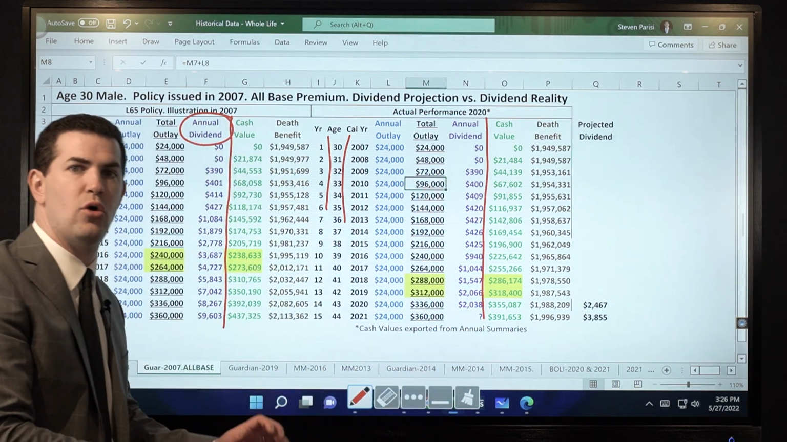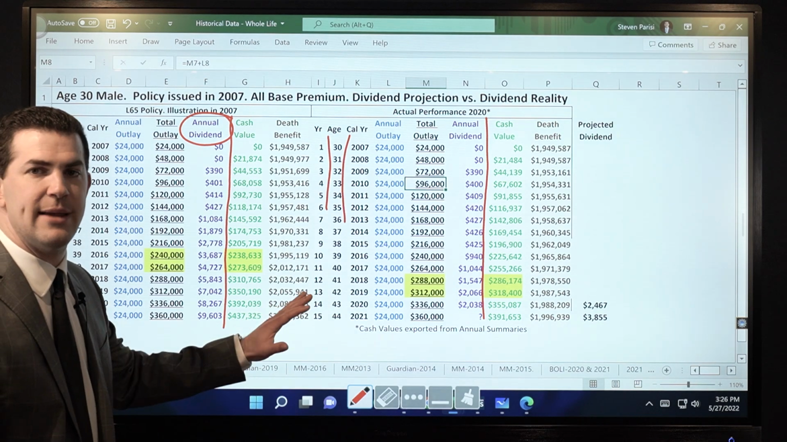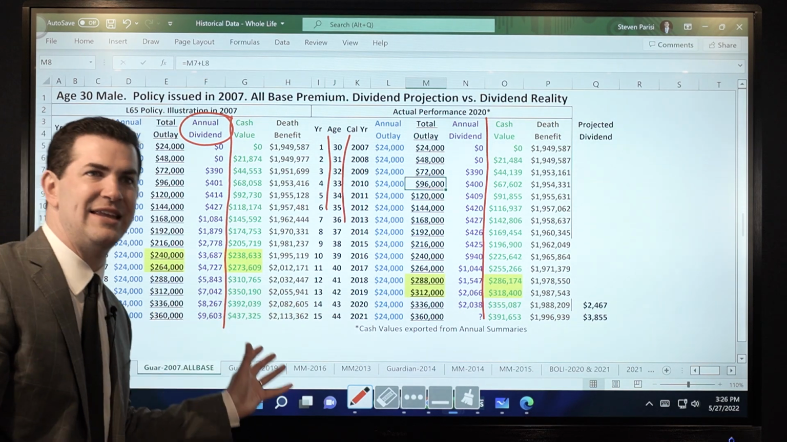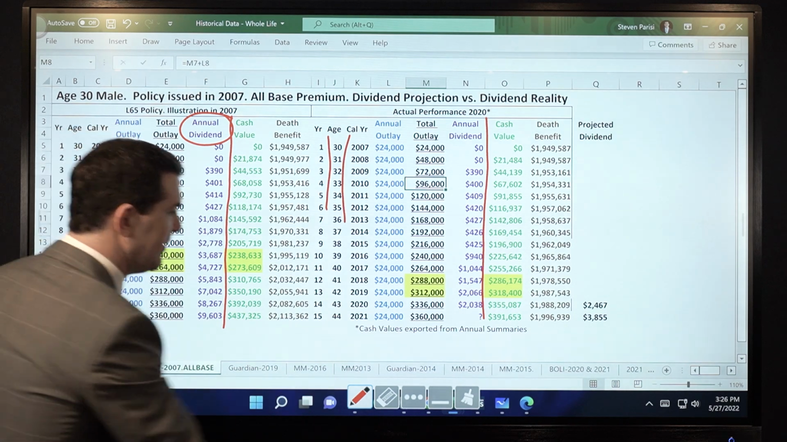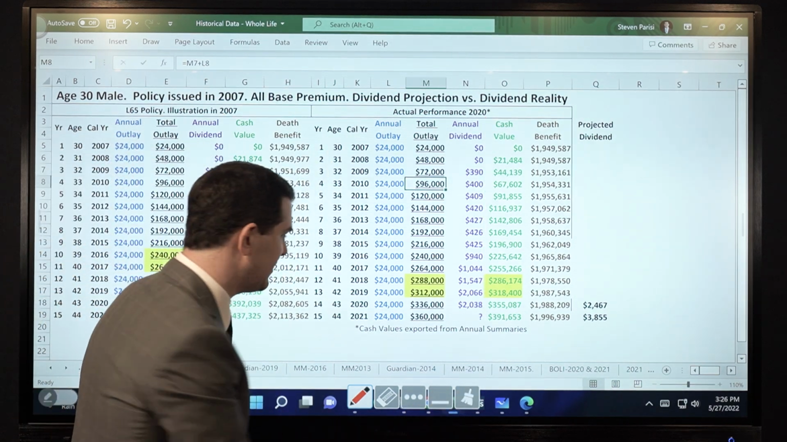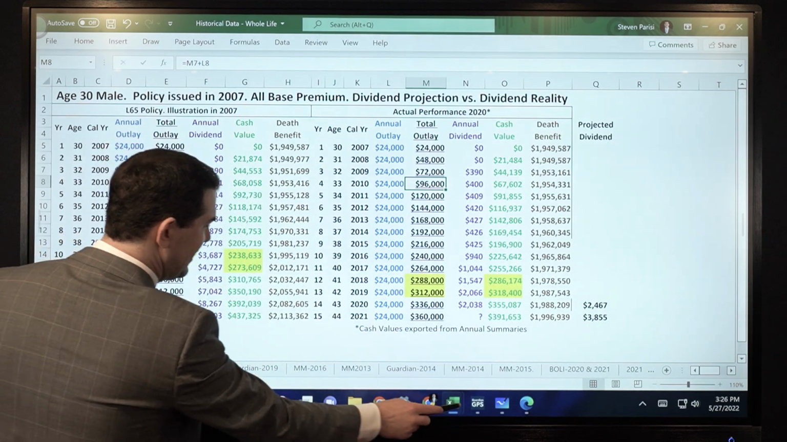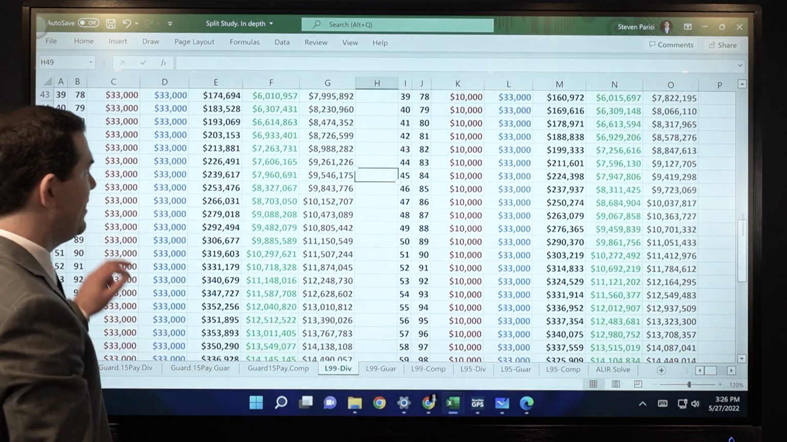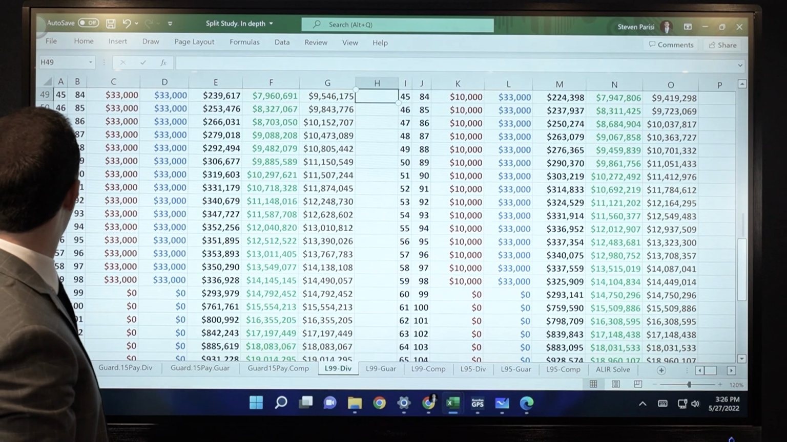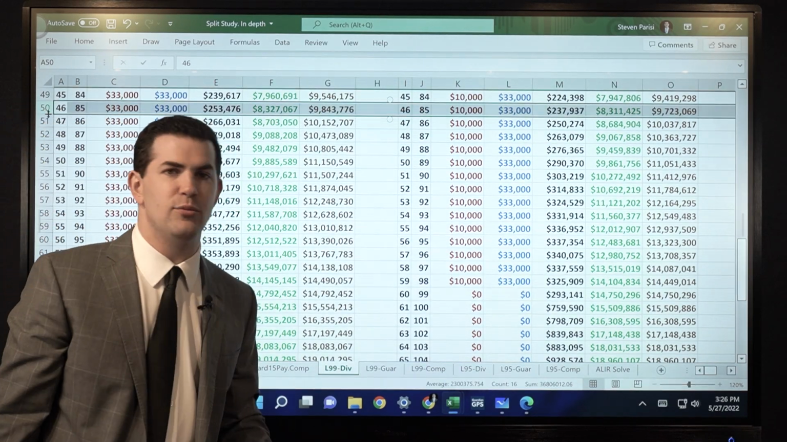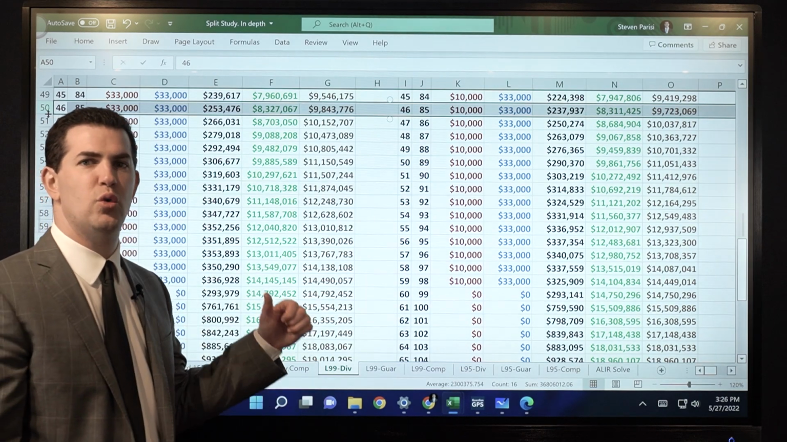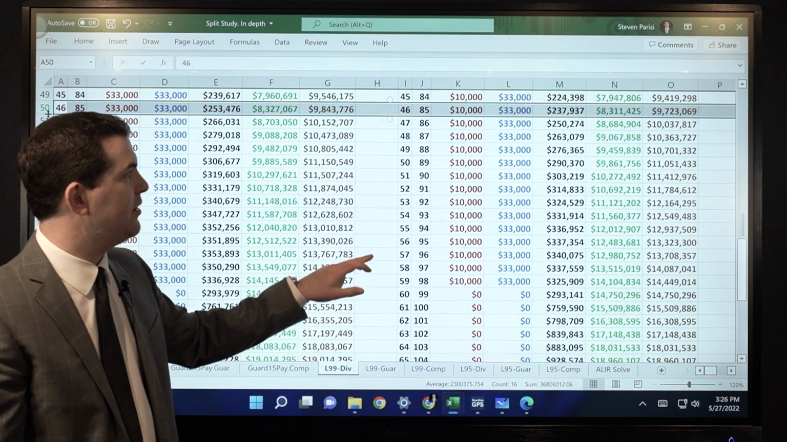This is a policy with all base premium. It's meant to demonstrate the sensitivity of how dividends are actually applied to base premium dollars. Very simple stuff to follow. I'm kidding. All right, so 45 years down the road, you've got a couple thousand dollars more with that high base premium policy.